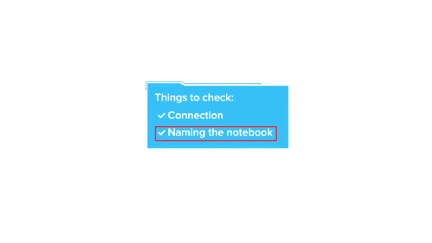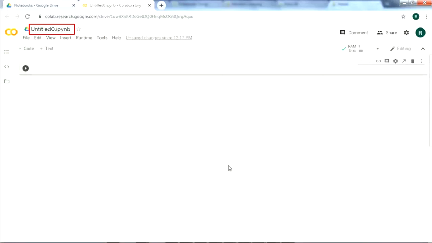The second thing you should do is to name your notebook. The name of the notebook is mentioned on the top left corner. Simply click it and rename it. I'm going to rename this notebook as Hello World. Now we are ready to work with Colaboratory.